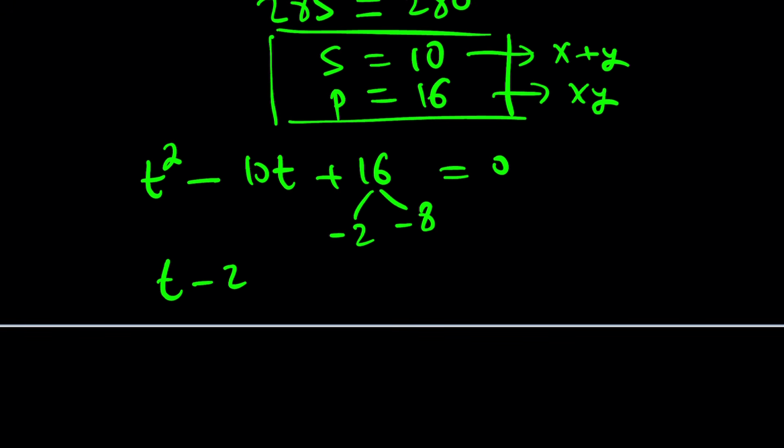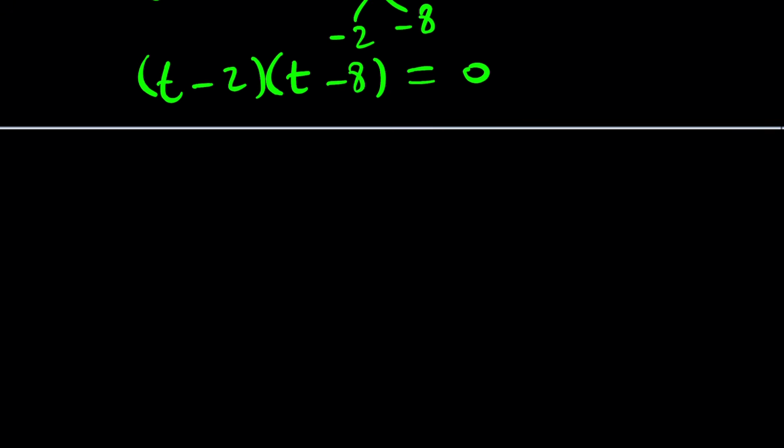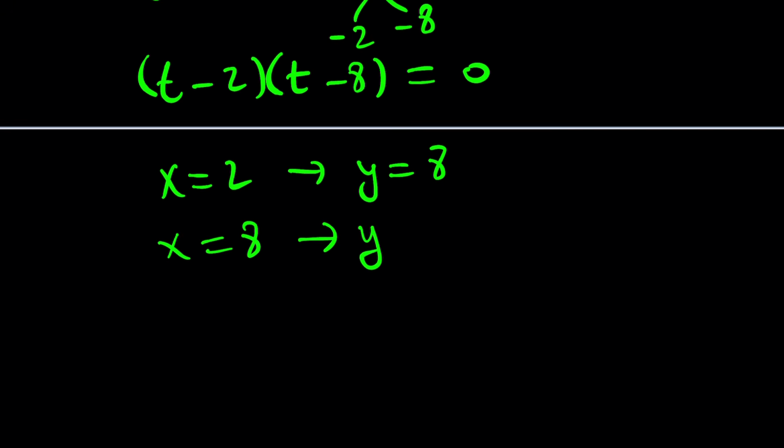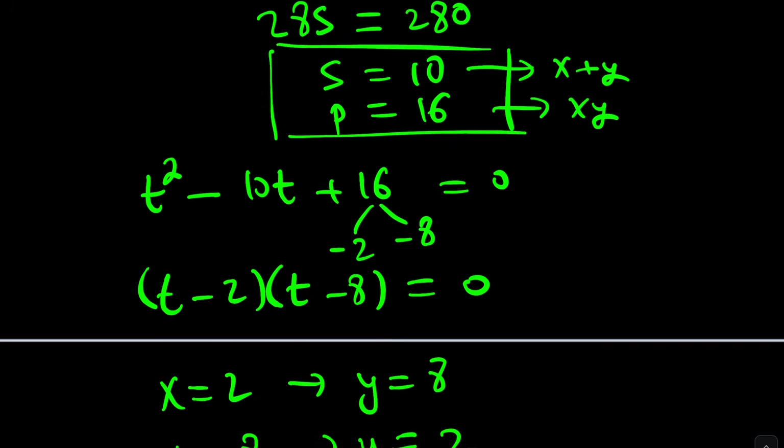So this can be factored into t minus 2 times t minus 8 equals 0, which means t equals 2 or t equals 8. But t represents x or y, or both. So this means if x is 2, then y is 8. If x is 8, then y is 2. Great. So 2 comma 8 or 8 comma 2, which is going to come up later. I'll show you something really cool.